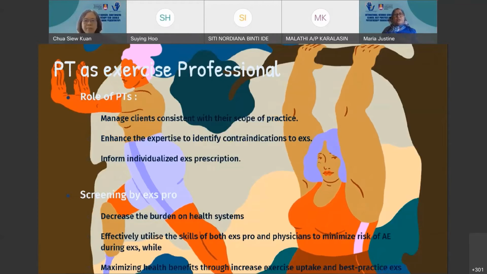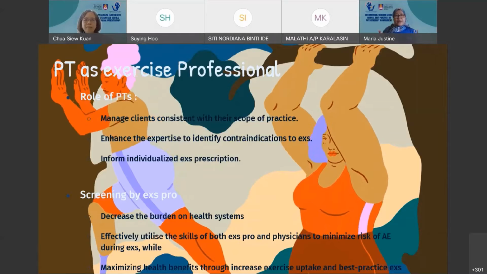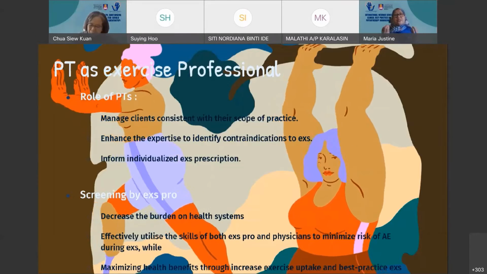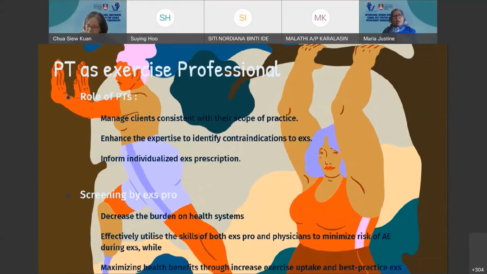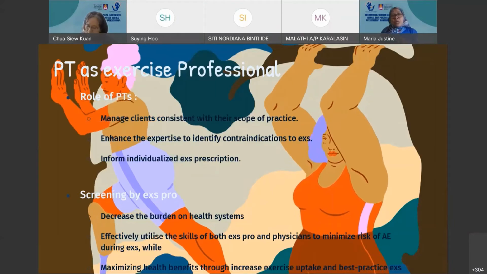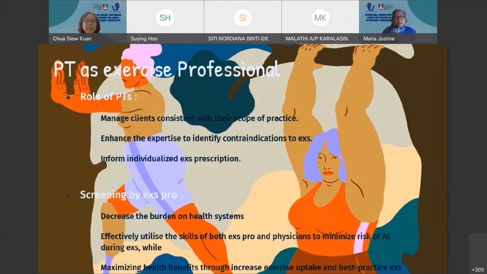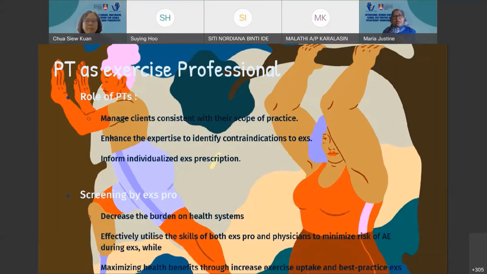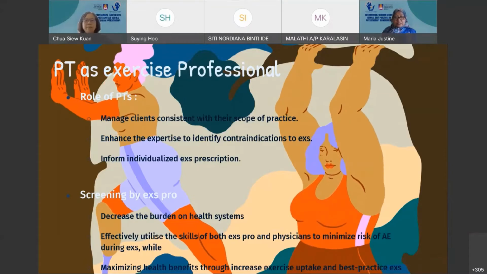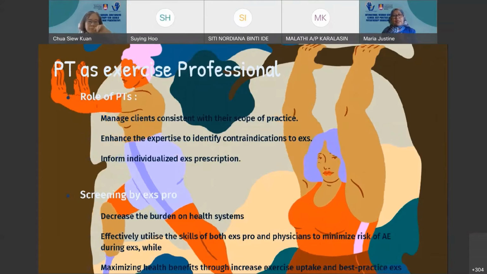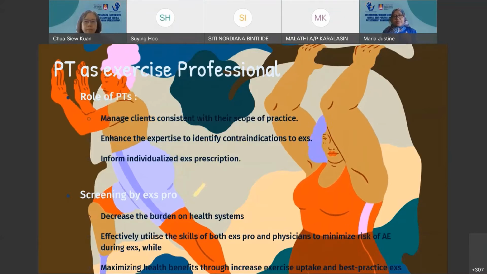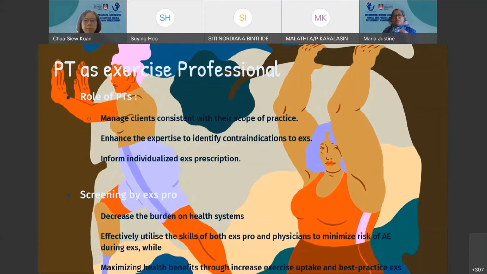Then the uniqueness of being a physiotherapist is that when we prescribe exercises, your exercises must be individualized, right? So what do we do as exercise professionals, okay? Our target is to decrease the burden on the health system, the health fundings, the public fundings, to support the medical bills of the populations, okay? So we must effectively utilize the skills of an exercise professional, and at the same time the role of a physician, to minimize the risk of adverse events during exercises, while at the same time maximizing the health benefits through increased exercise uptake and the best practice in exercise recommendations.